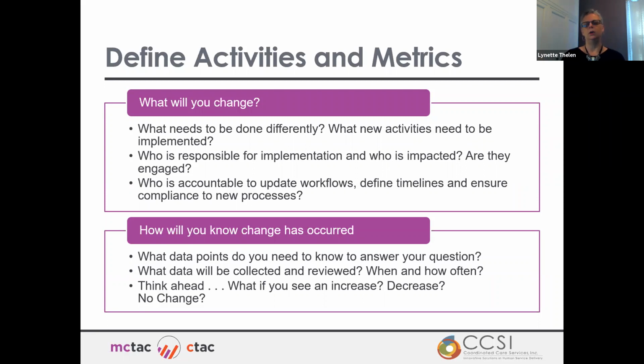Who's going to do it? What's the trigger for when they're going to do it? Are they engaged and know that they're responsible for this activity? And depending on where you're making this change, you might need to update some workflows, processes, communication tools, things like that. So make sure those pieces are part of what you're going to be changing.